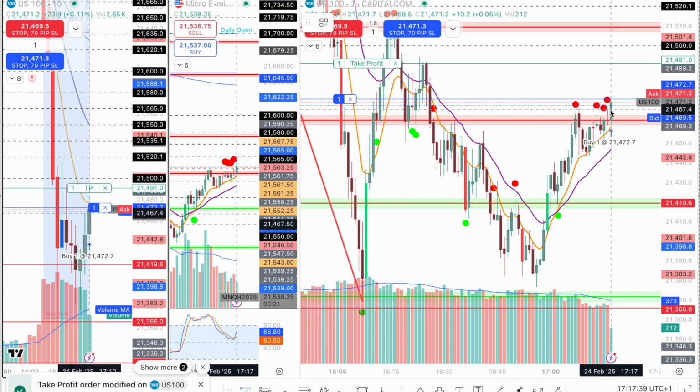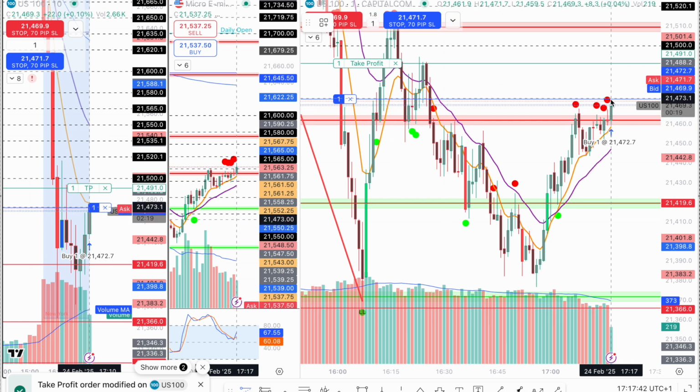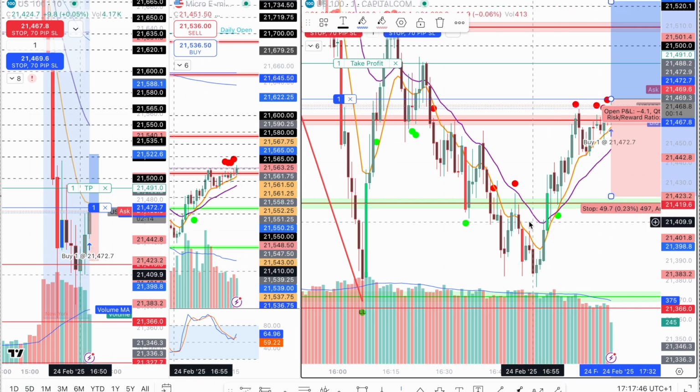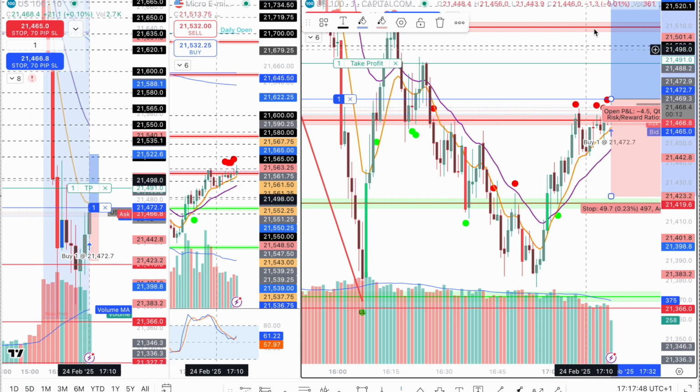Now you can see my trade here got triggered, so I'm in the trade. And yeah, I've got to set the stop loss here.